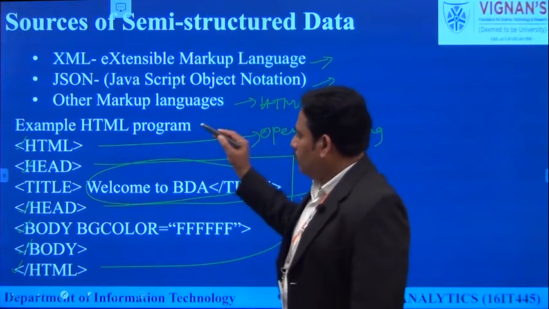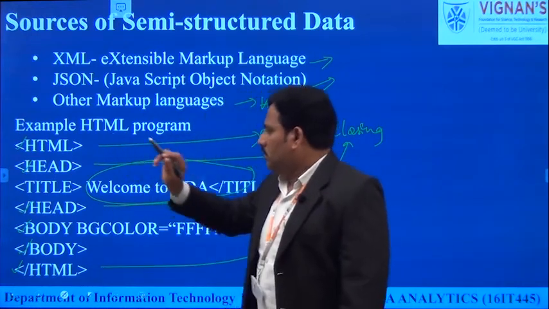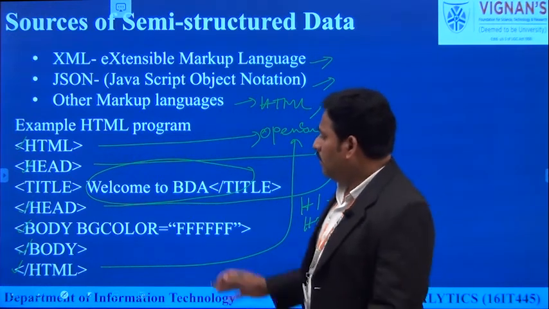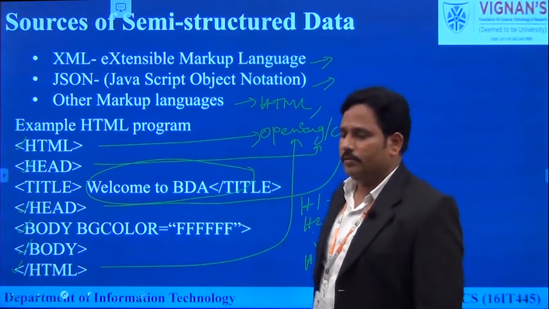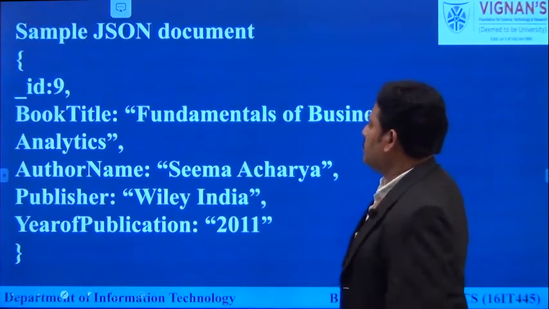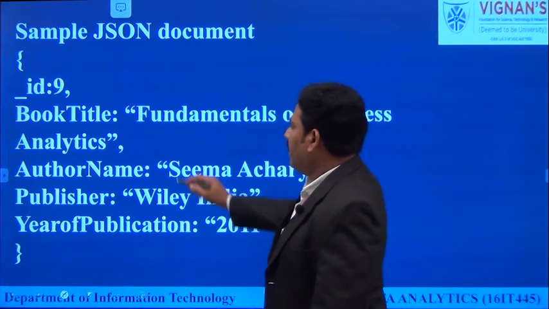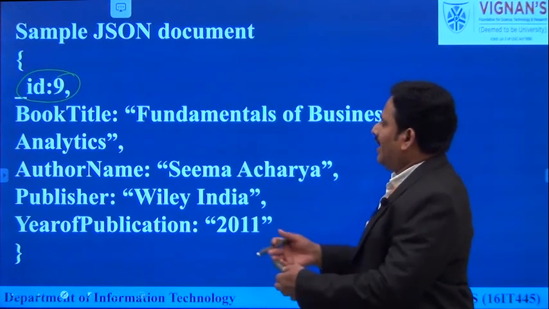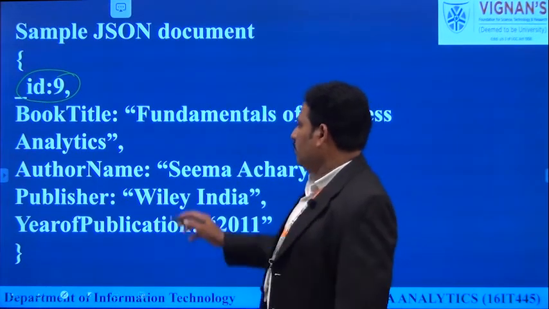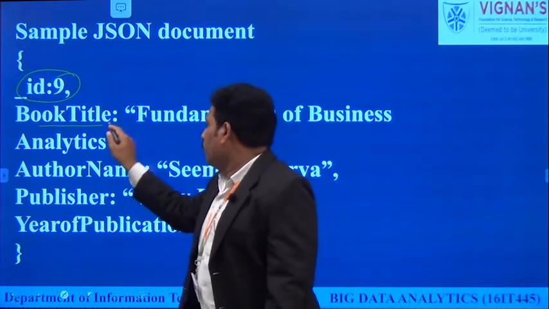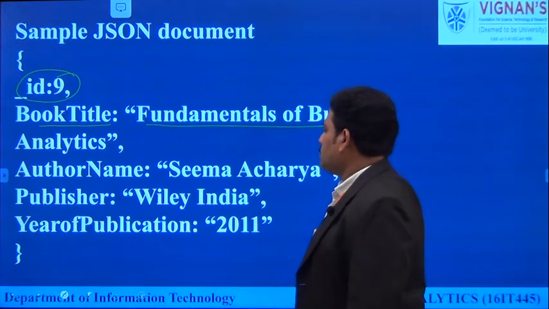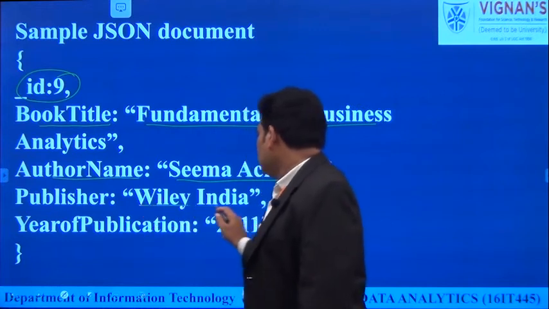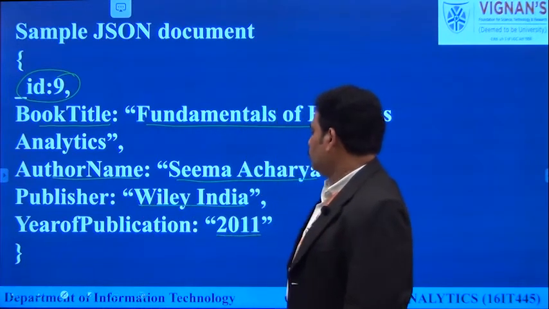That means in this sample program, the majority of the tags are used in an organized format. The remaining information is in a semi-structured format. And we will see a sample JSON document here. Here we declared an ID. ID is a numeric value which stores 9. We are storing information like the title of the book, Fundamentals of Business Analytics, author name Seema Acharya, publisher Wiley India, date of publication 2011.